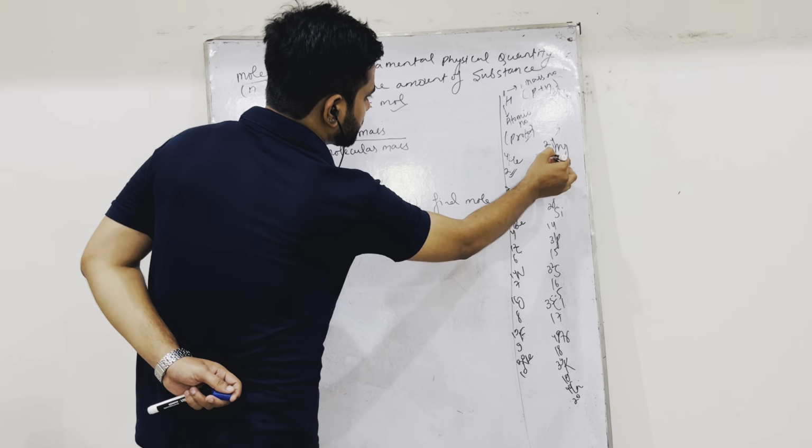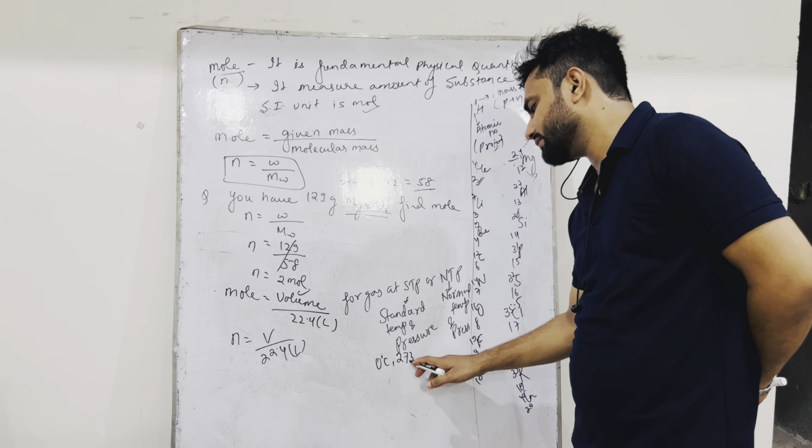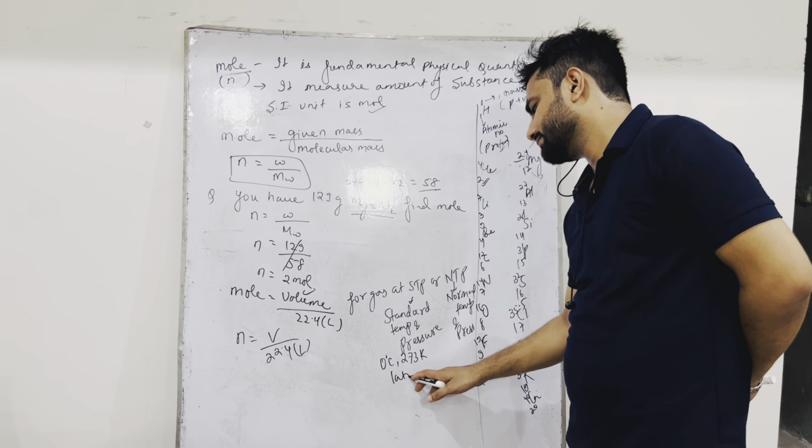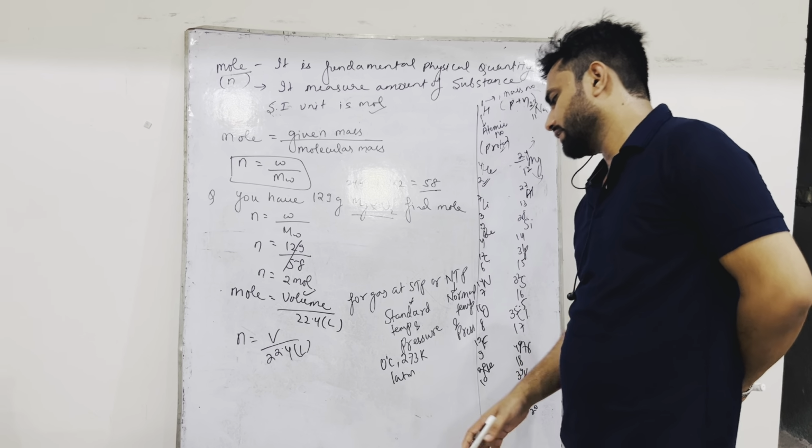And at STP or NTP. What does it mean, STP or NTP? STP means standard temperature and pressure. And what does it mean by NTP? Normal temperature and pressure. Standard temperature is 0 degrees Celsius, means 273 Kelvin, and 1 atm. Similarly, normal temperature is 25 degrees Celsius and 1 atm.